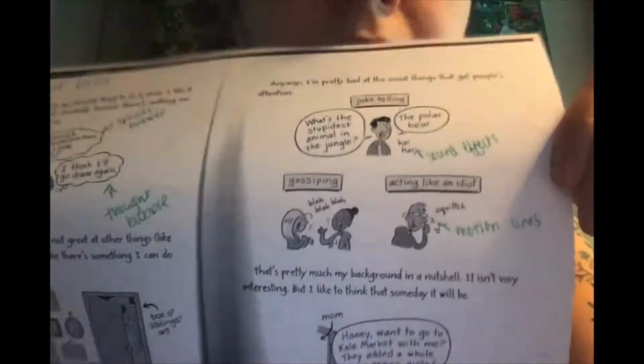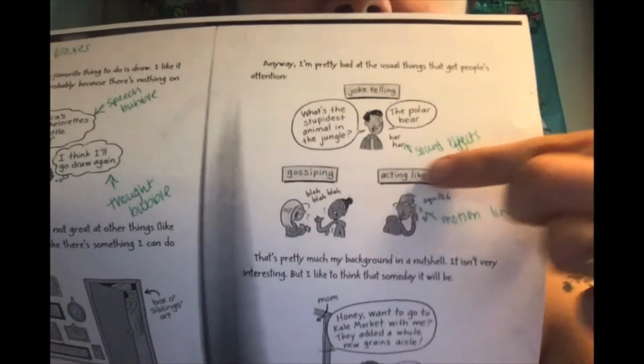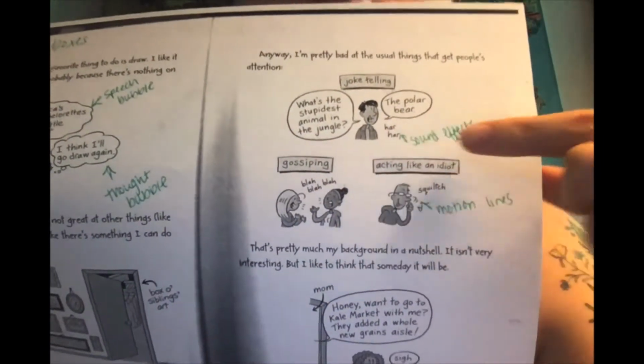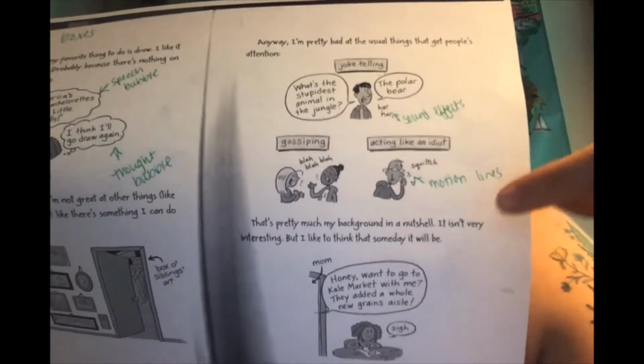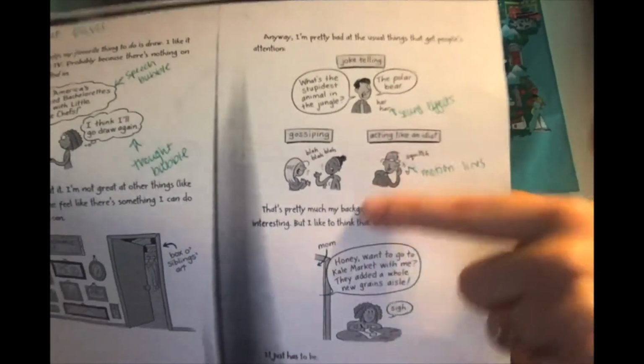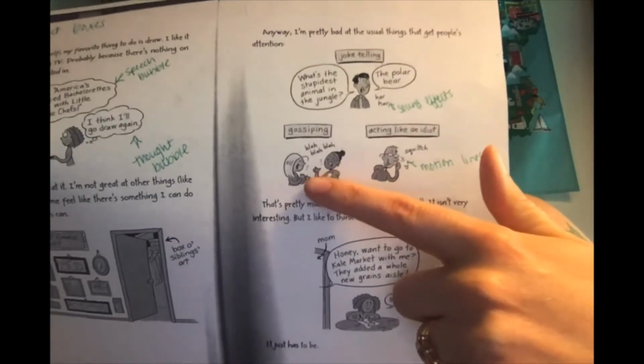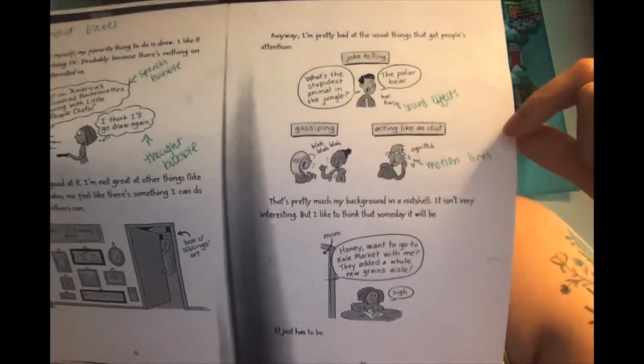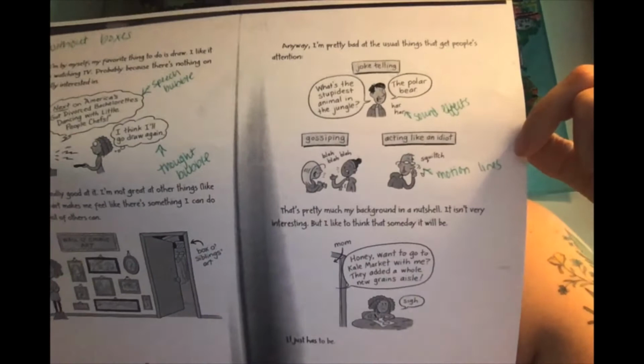On this side, we have some sound effects. The har har har from this guy telling a joke. And then we have some motion lines from this guy picking his nose and these people talking. These are all common parts of a graphic novel.